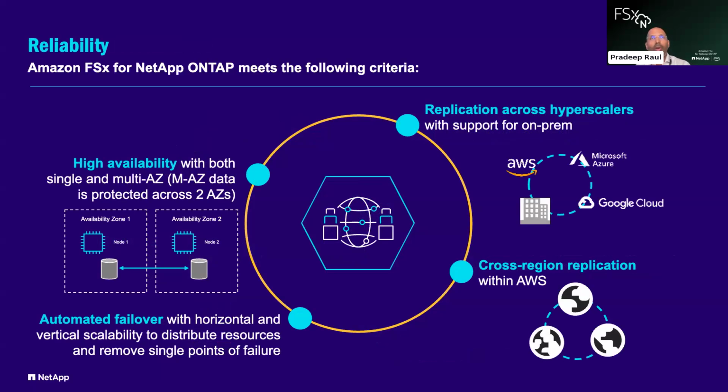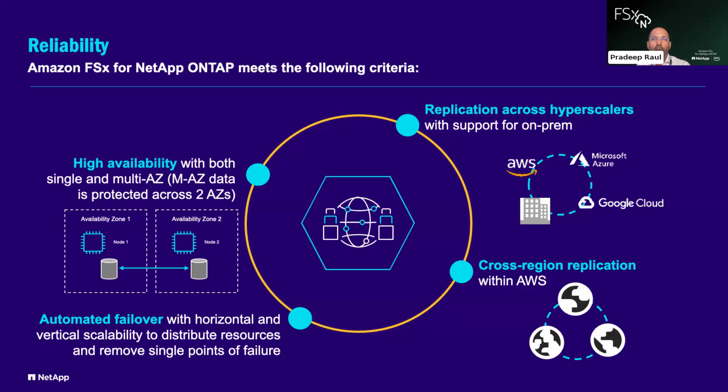Well, FSx for ONTAP always has 2 independent copies of your data. So in case one particular copy of data is not available, whether that is due to hardware failure, networking failure, or software failure, it automatically fails over to the second copy. So you always have a second copy of data. That meets the design principle of automatically recovering from failure. It also has the ability to do multi-AZ deployment, which means your data can be spread across two different AZs and they're synchronously replicated. So it protects you against an AZ failure.